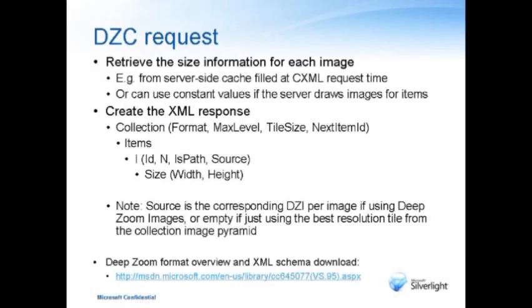Then comes the DZC request. Now remember when we looked at that, it just had a brief set of information that was mostly the size of the image. So that's what you need to grab and send back. Now think about, at CXML request time, you queried a database. You got several results from that database. You don't want to have to make that same database request again. So you usually put that data at CXML request time into a server-side cache so that when the DZC comes along, you can load that collection information from the cache and quickly build this DZC.